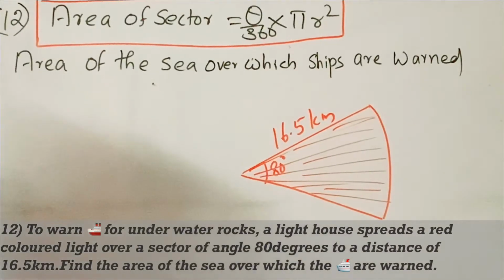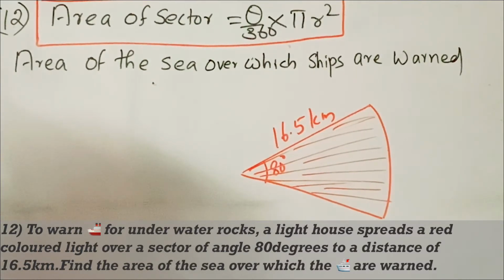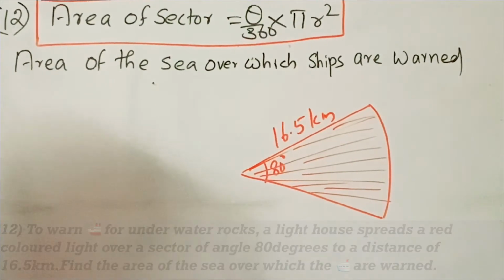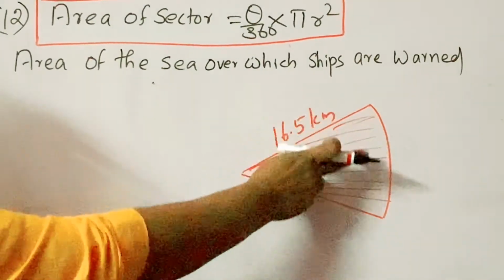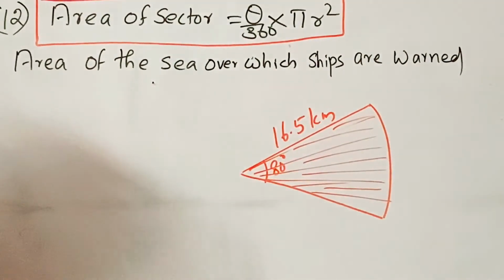Question number 12. To warn ships of underwater rocks, a lighthouse spreads a red colored light over a sector of angle 80 degrees to the distance of 16.5 kilometers. Find the area of the sea over which the ships are warned. So we want to find out this area of the sector.